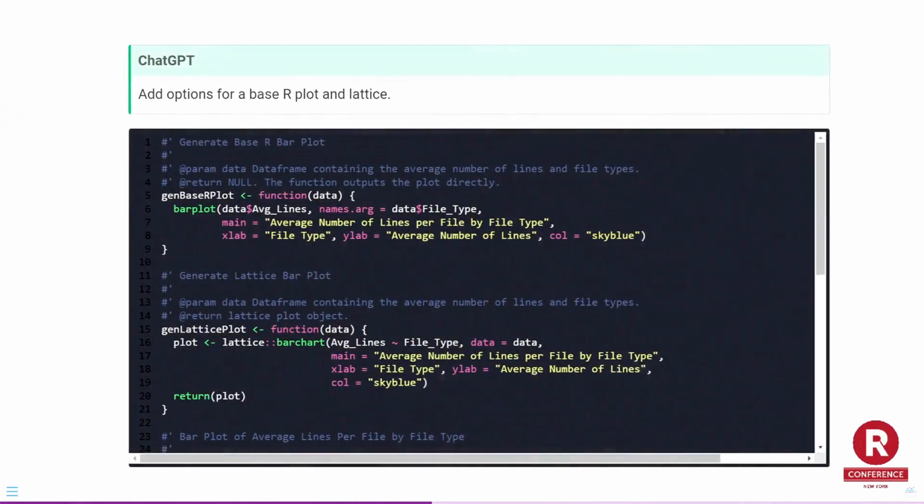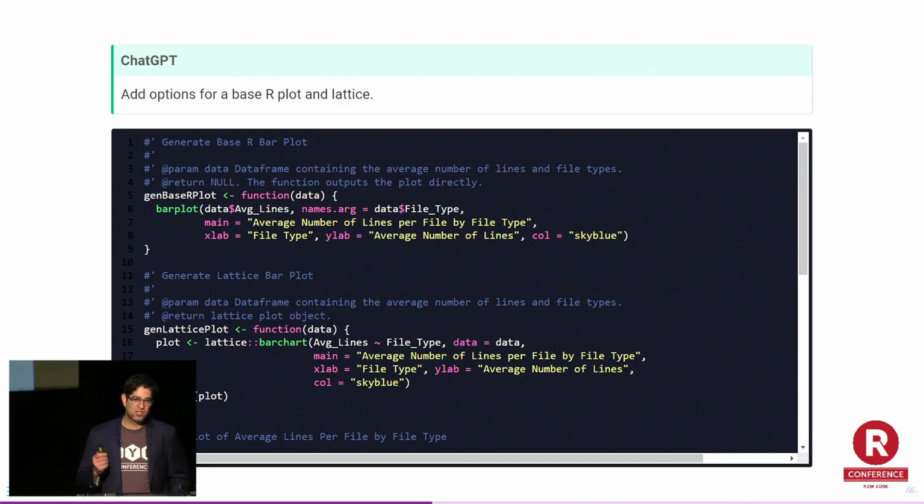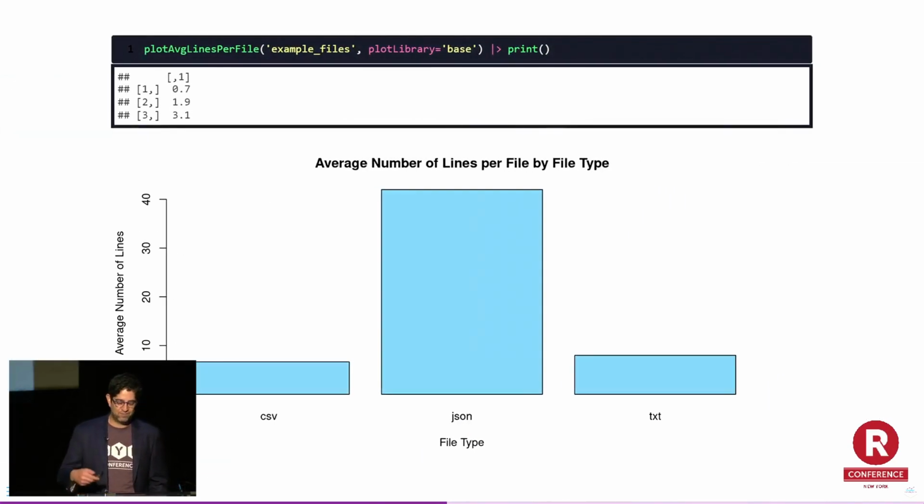But first I said, add options for base R and lattice. Because I know that Jeff Ryan loves base R, and I know that David Robinson hates lattice. So I put it in there, and it put them both in there, and it actually created new functions, and it realized that we already had this general function and then individual functions for the different libraries, and it did that for me. Now, when I make a base plot, it prints out some numbers, and I didn't bother looking into why. I probably could figure that out, but I didn't bother.